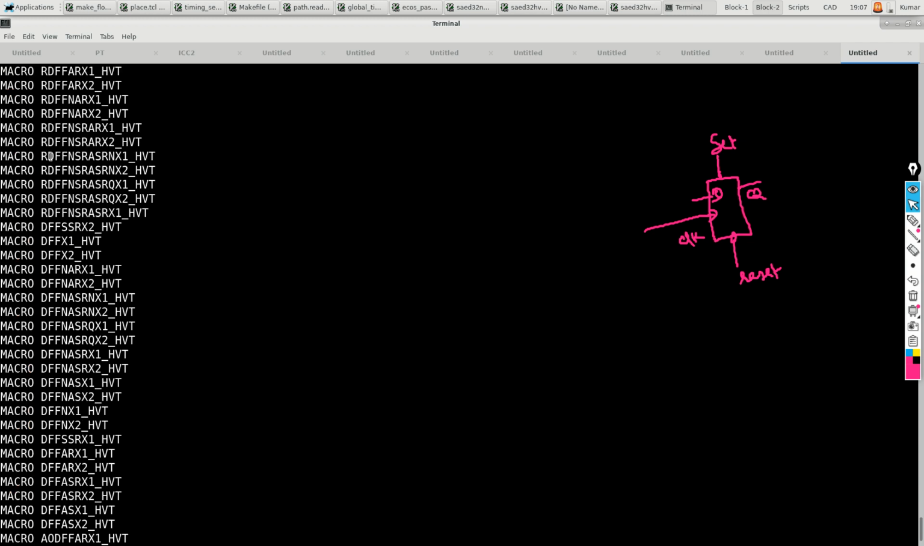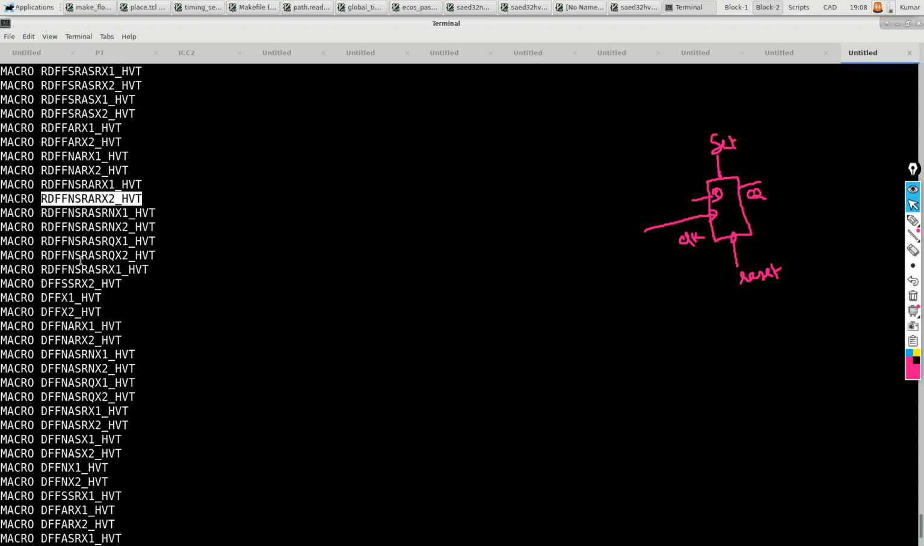Now, these are all the basic things. See here, RDFF. Ideally speaking, you will see only DFF present in your library. We will not be having any SR flip flop or JK flip flops in the design at all. Only a simple D flip flop, you will have it in your libraries.